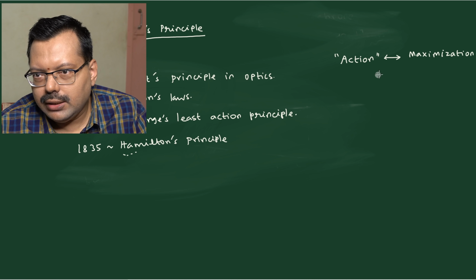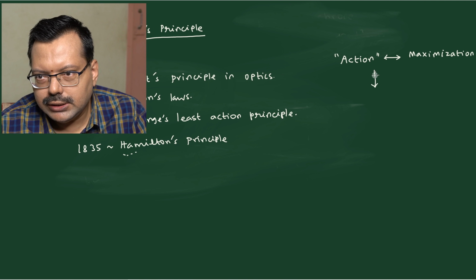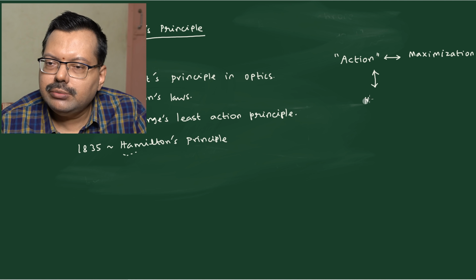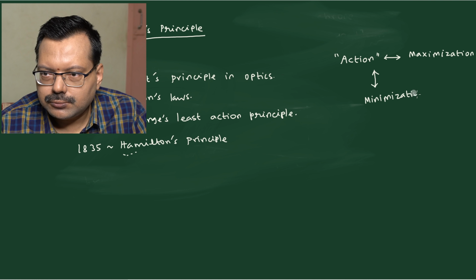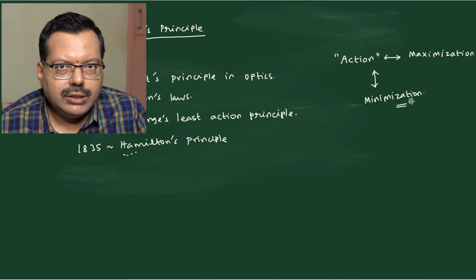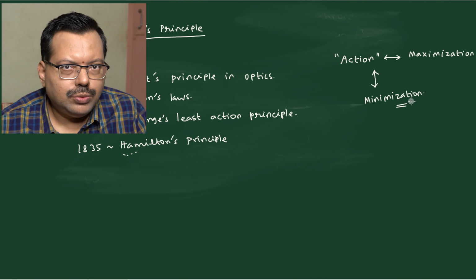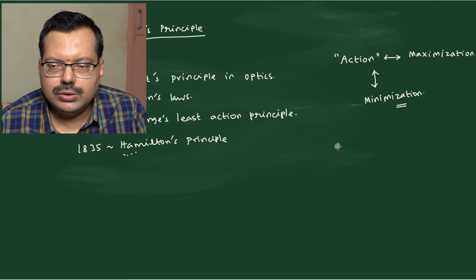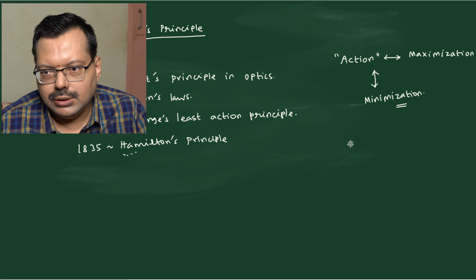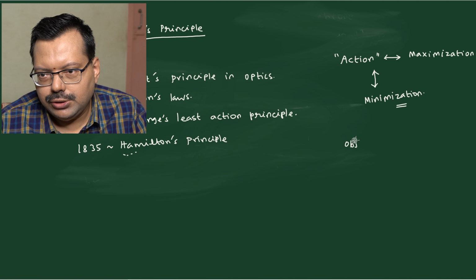So let me again write down that the action is once again connected to the minimization also. In any event, you want to maximize something, you want to minimize something. So what are you going to maximize and what are you going to minimize? That will change from one problem to the other problem. That is known as the objective function. So let me write down that objective function.